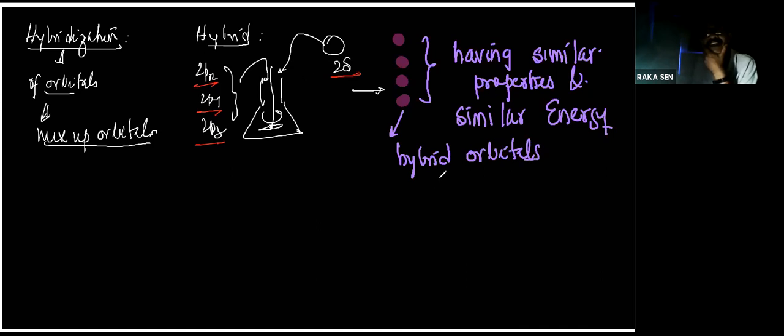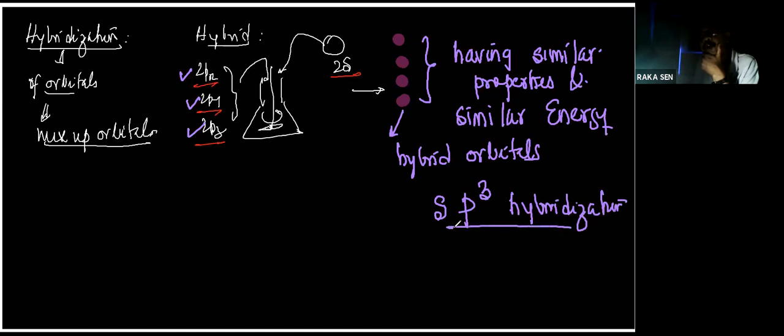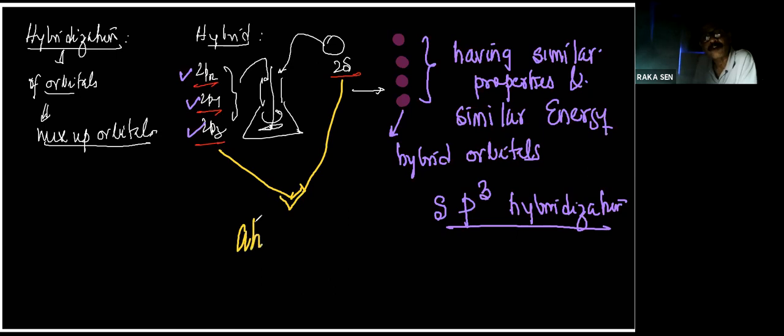And how many s have you taken? You have taken 1 s, and mixed with how many p orbitals? 3 p orbitals. 1, 2, 3. So you call this kind of hybridization sp3 hybridization. 1s and 3p. So by mixing 4, and what are these orbitals, by the way? These orbitals are nothing but atomic orbitals.